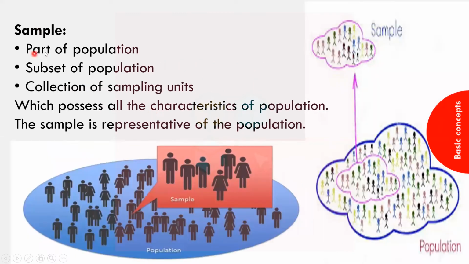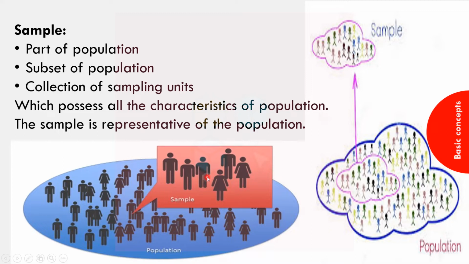Sample is a part of the population, a subset of population, or you can say collection of sampling units, which possesses all the characteristics of the population. The sample is representative part of the population. It means the population is the bigger group and a small part taken from this bigger group is called the sample. For example, this red rectangle is the sample and blue circle is the population.